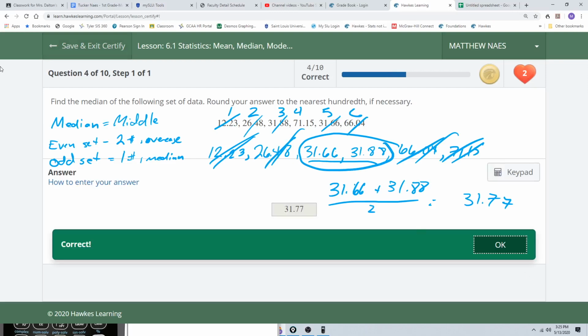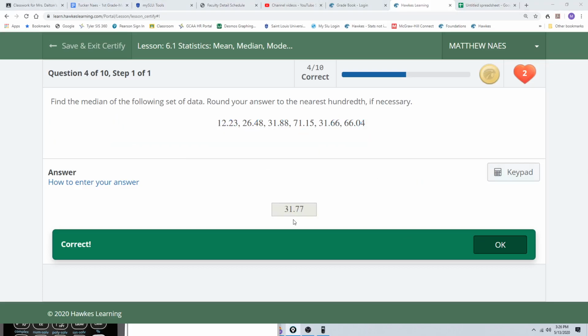And there it is. For median, you're basically going to count them out. How many numbers do you have? If you have an even set of numbers, you're going to have two middle numbers, which you average together. If you have an odd set of numbers, you're going to have one middle number, and that's your median. No averaging, no more work. Sure, they're going to give us another one of these.